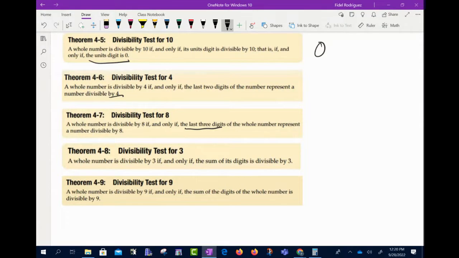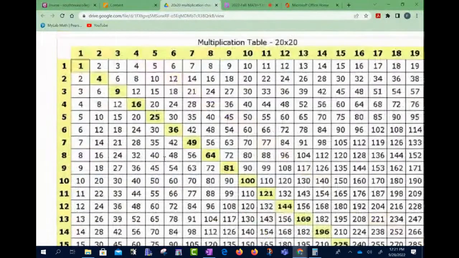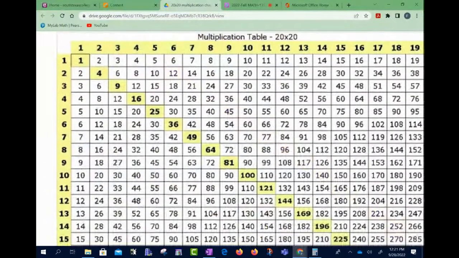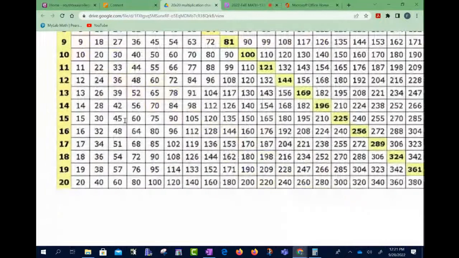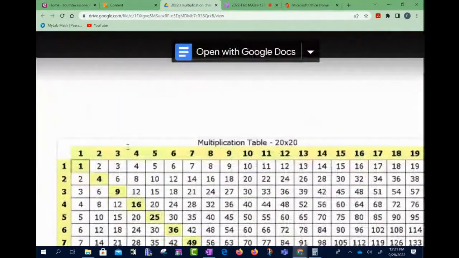Okay. And then the divisibility test for 3. It says a whole number is divisible by 3 if and only if the sum of its digits is divisible by 3. So look, y'all, I want to show you something. I remember when I learned about this divisibility rule for 3, it always seemed kind of cool to me. So look, I'm going to come to my 3s here. Here are my 3s. So I'm going to pick a number here, like, say, 42. I know 42 is divisible by 3 because it's in my chart, right?